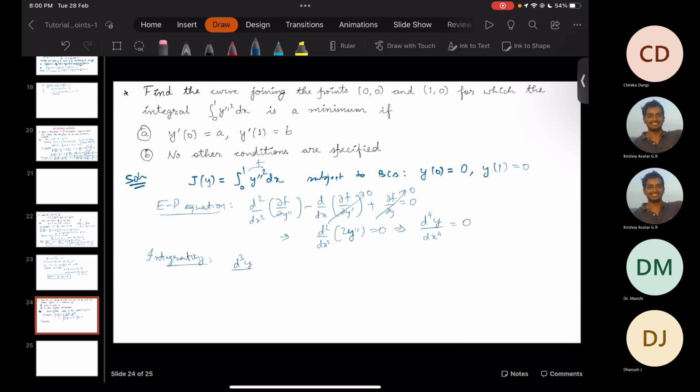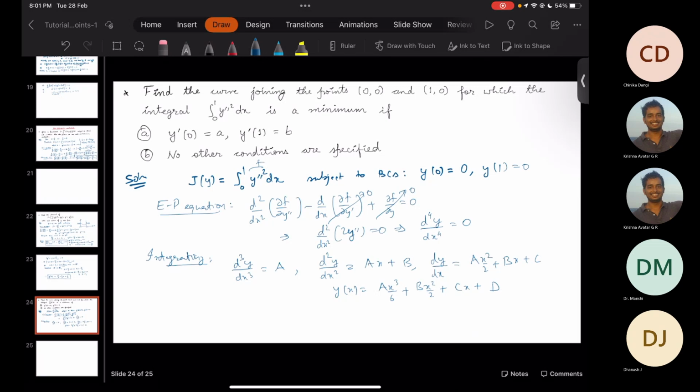So d cubed y by dx cubed is equal to some constant. We'll call it a. And then second integration gives us ax plus b. Third integration gives us ax squared by 2 plus bx plus c. And fourth integration gives us ax cubed by 6.